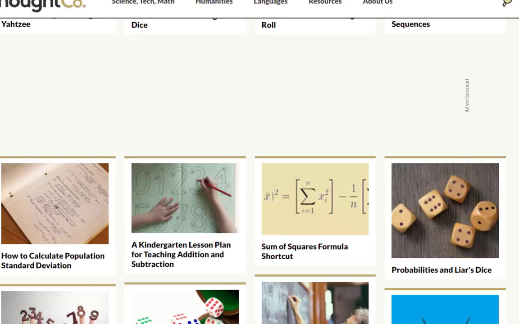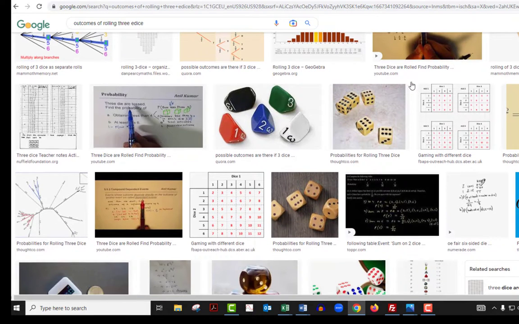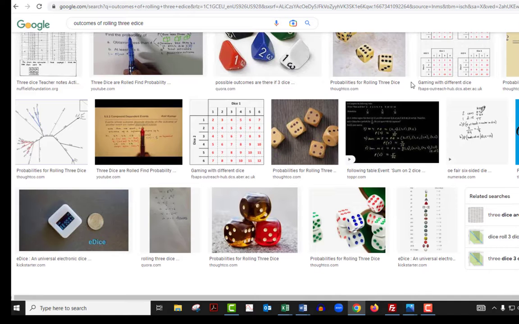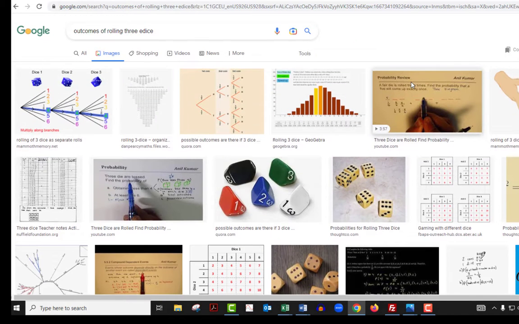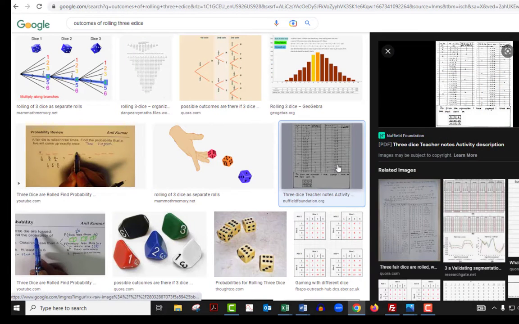It would be tricky to have a visual because, let's go to an image search, you'd have to have a 3-dimensional visual, right? Because it's 6 by 6 by 6. With 2 dice, it's just 6 by 6. This looks like a horrible way of... no, we're not going to look at that.